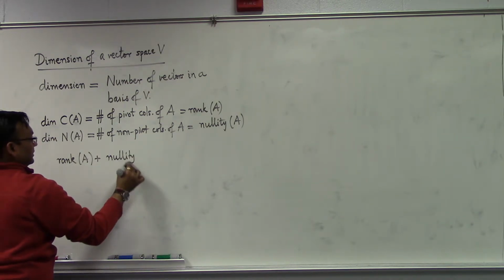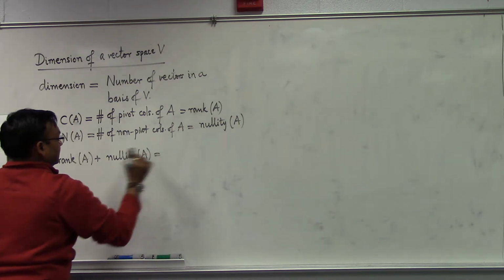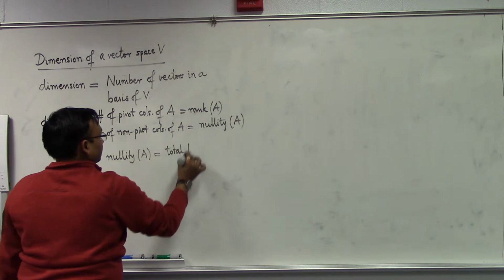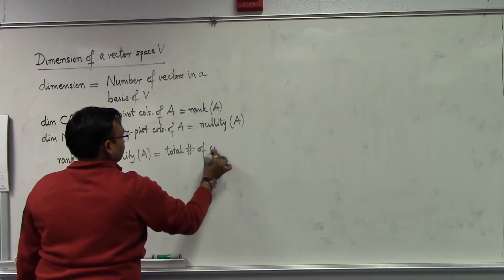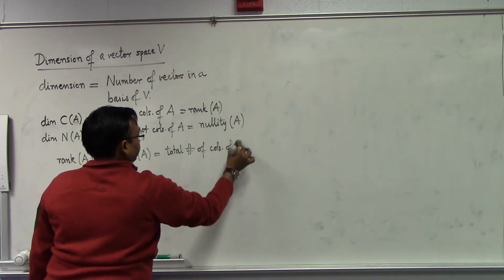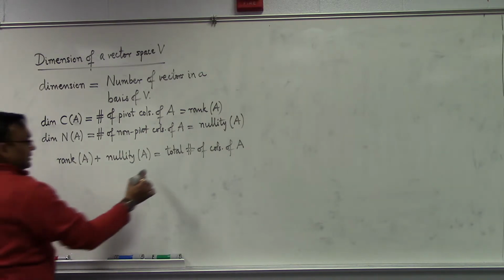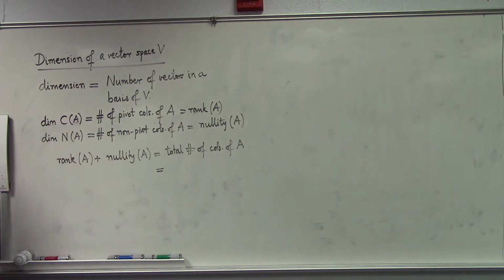Rank plus nullity of A is actually the total number of columns of A. Remember, the non-pivot columns are the ones which are responsible for giving you the null space. If everything was a pivot column, then the only solution is a zero solution.